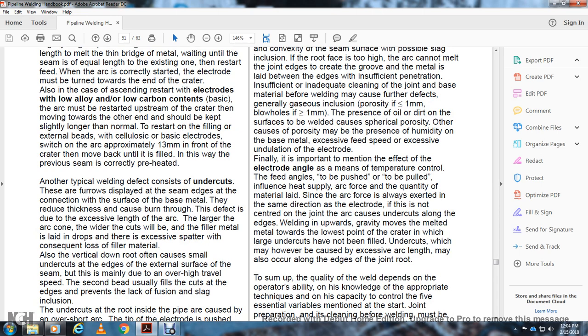The electrode is not aligned with the center of the joint, which causes undercuts along the edge of the weld. Upward, with gravity, the melted metal moves towards the lowest point of the crater, leaving large undercuts that have not been filled. The undercuts may also be curved, because the arc length may also curve along the edge of the joint root.